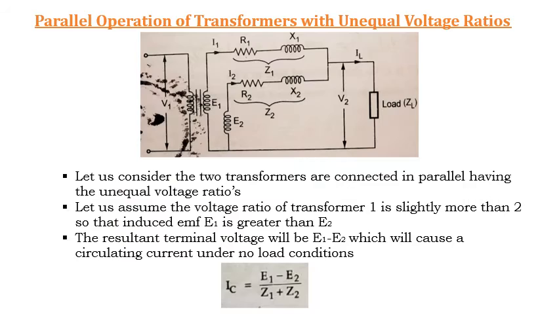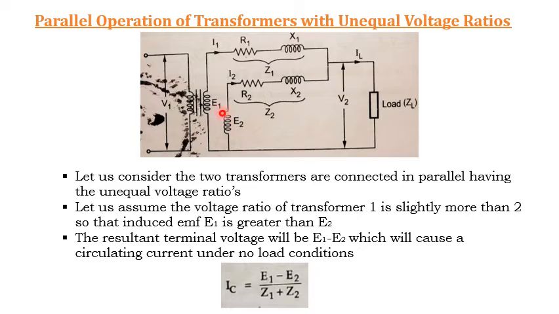Now let us go to the parallel operation of transformers with unequal voltage ratios. In the case of unequal voltage ratios, the same circuit representation can be considered. Let us consider two transformers connected in parallel having unequal voltage ratios, which means E1 and E2 are not equal. Here you can assume that the voltage ratio of transformer 1 is slightly more than the voltage ratio of transformer 2. In this case E1 is greater than E2.